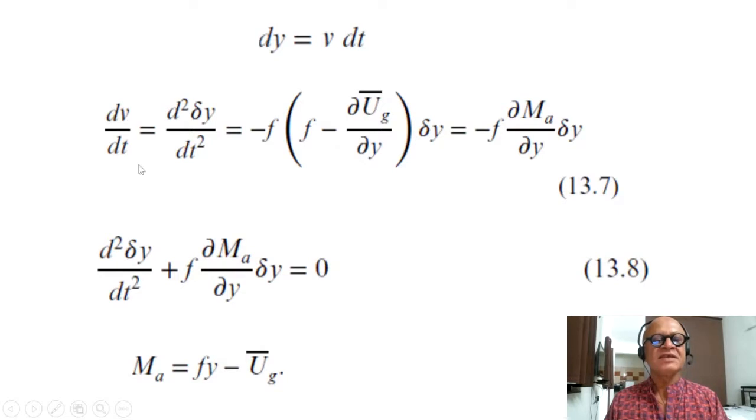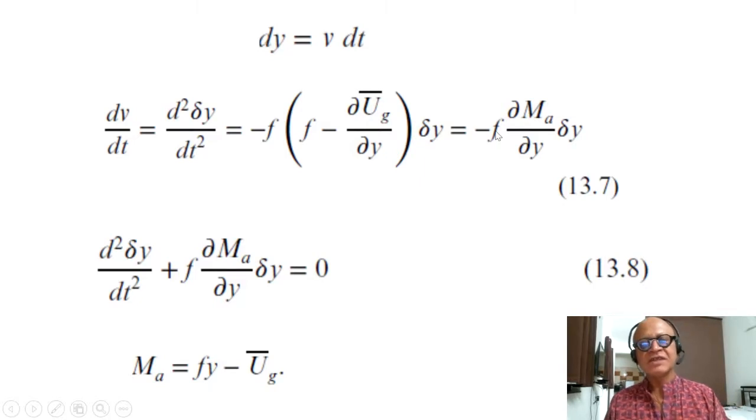So dv dt in this case can be written as d squared delta y dt squared, and rearrange those terms as minus f times (f minus d u bar g dy) times delta y, and define this as m a. So f times y minus u bar g. So then you can write this as d m a dy. So it's a simple manipulation. You can follow that through.